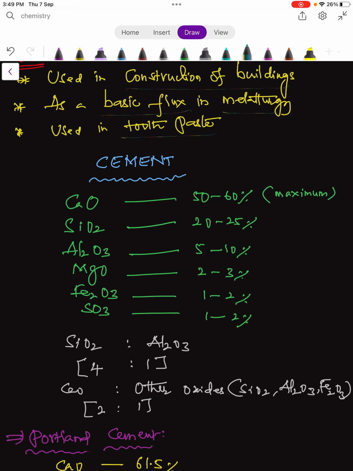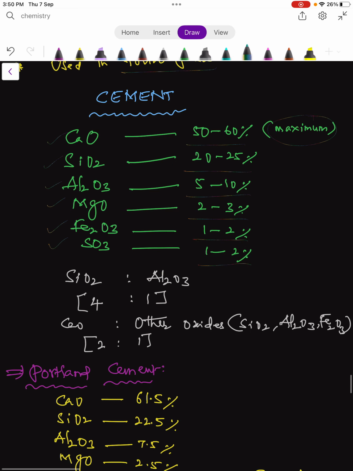Cement is a mixture of calcium oxide, silica, aluminum oxide, magnesium oxide, iron oxide and sulfur trioxide. The composition is: quicklime 50 to 60 percent, silica 20 to 25 percent, aluminum oxide 5 to 10, magnesium oxide 2 to 3 percent, iron oxide 1 to 2, and sulfur trioxide 1 to 2. So the maximum percentage is quicklime. The silica to Al2O3 ratio is 4:1, and calcium oxide to the others is 2:1.